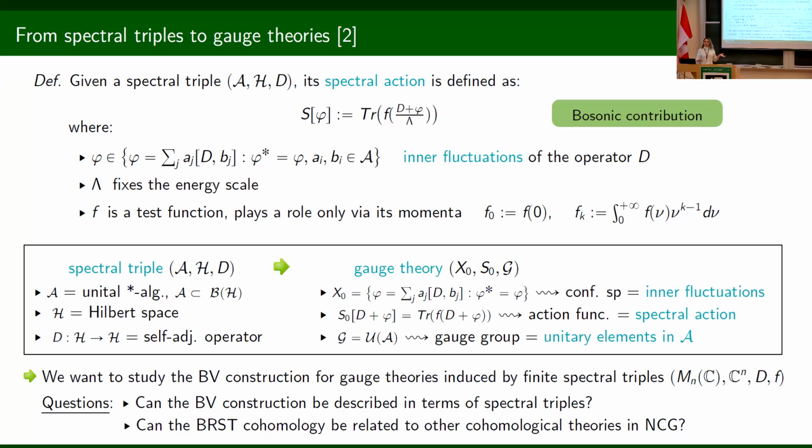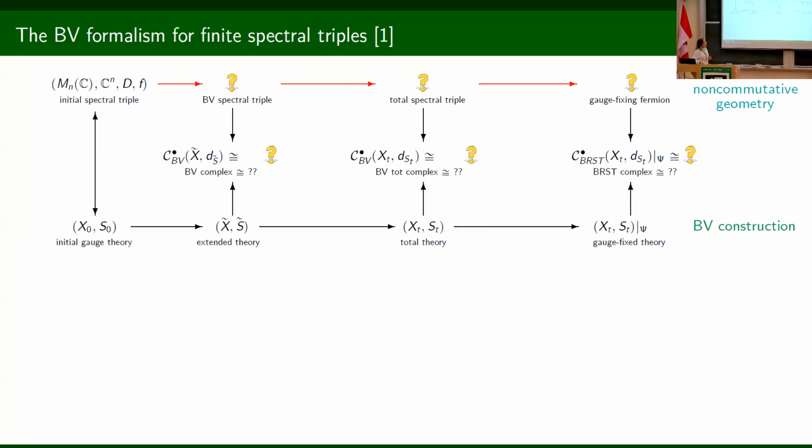Then, of course, the question now comes naturally. We have a spectral triple, it induces a gauge theory. What about the BV construction? So we are given our gauge theory, we try to apply the BV construction. Can this be described in terms of spectral triples? So what I'm trying to explain is that one would like to really complete this kind of diagram. So we start with our initial spectral triple. You can construct the induced gauge theory and then apply the BV construction.